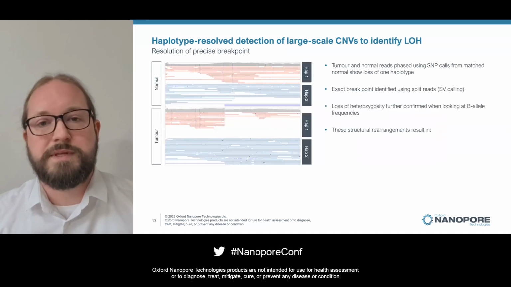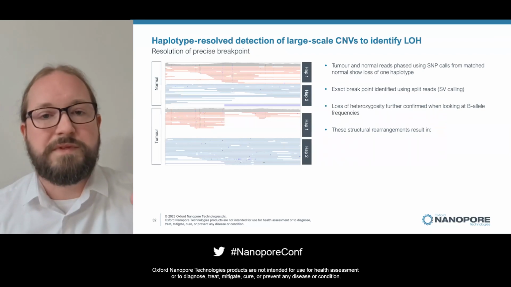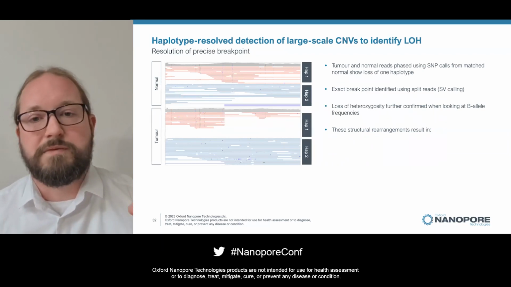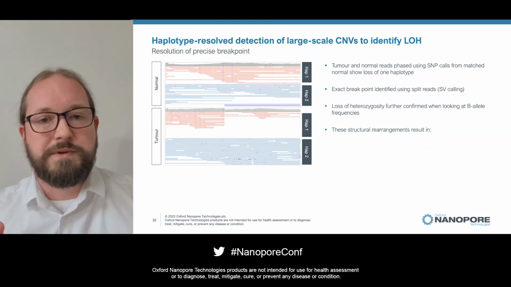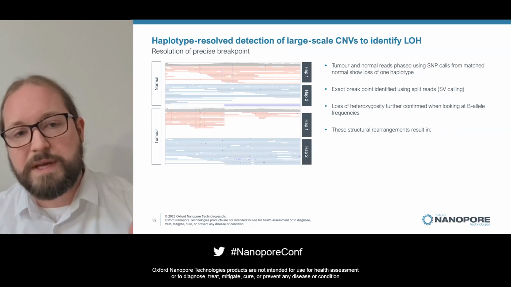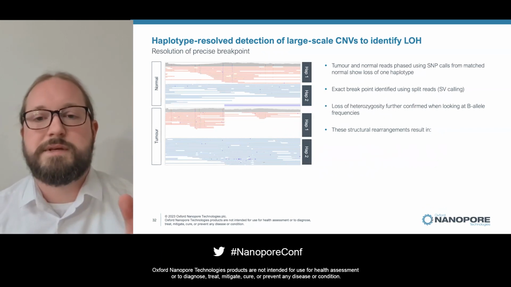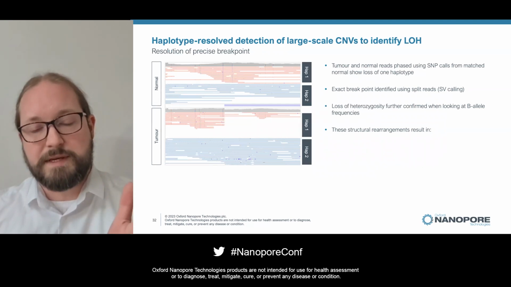And so for this, we zoomed in, and what you can see here is that on the top you have the normal sample, and blue and reddish are the 2 haplotypes. There are no unusual signals. However, if you look at the bottom to the tumor sample, you have this clear breakpoint in one of the haplotypes. And this is one of the breakpoints of the deletion that caused this piece to be missing.